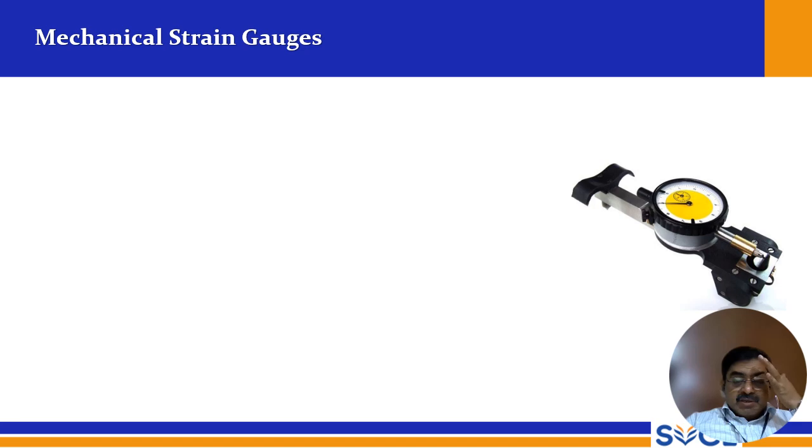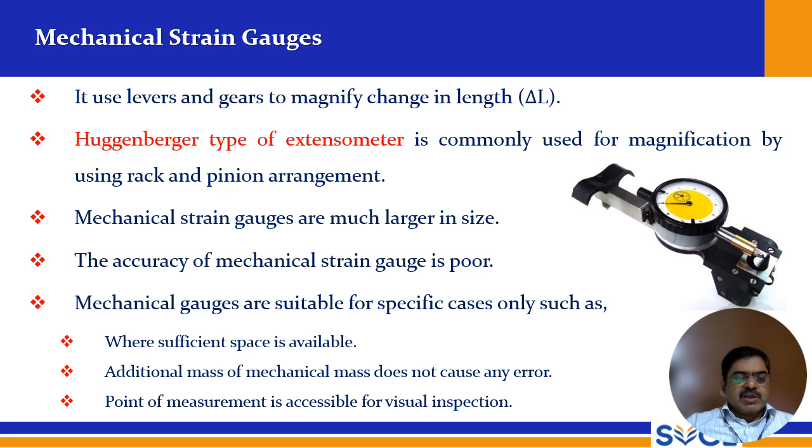Mechanical strain gauge is not required for our syllabus. Still, I am showing you this mechanical strain gauge. It is the Huggenberger type extensometer. Extensometers are topics in metrology subjects. Definitely, you could have come across this extensometer. It is a mechanical type strain gauge.